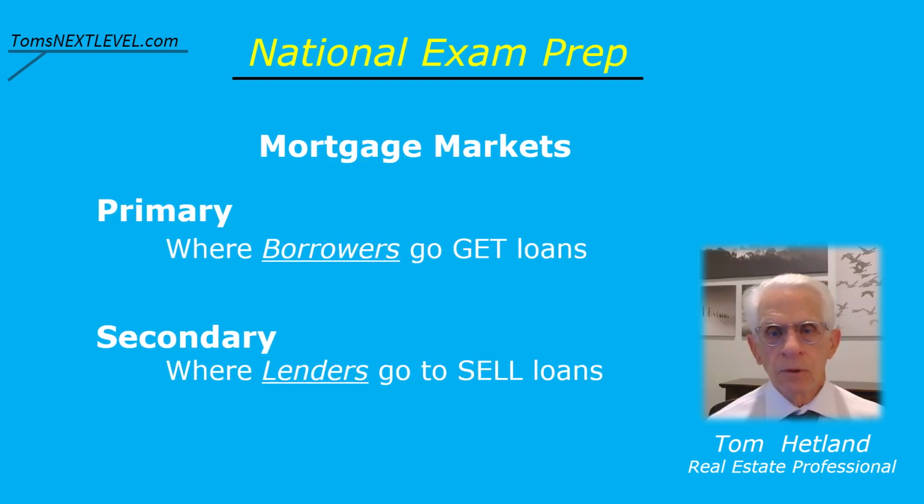Very important you know the difference between the primary mortgage market and the secondary mortgage market. Pretty simple, pretty straightforward. Primary mortgage market is where borrowers go to get money to buy a house. The secondary mortgage market is where lenders go to sell many of the mortgages they've made so they can put some money back in the bank and make more loans to other people. So secondary mortgage market is where lenders sell mortgages. Primary mortgage market is where borrowers go to get money to buy a house.